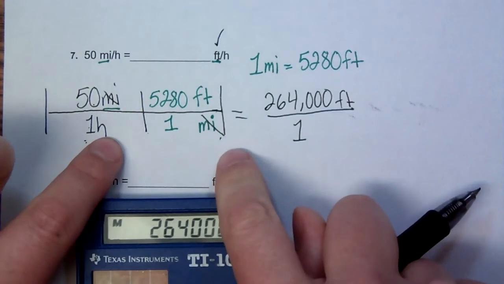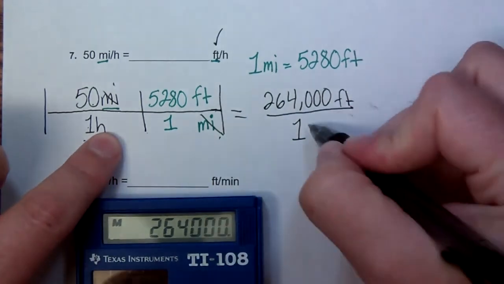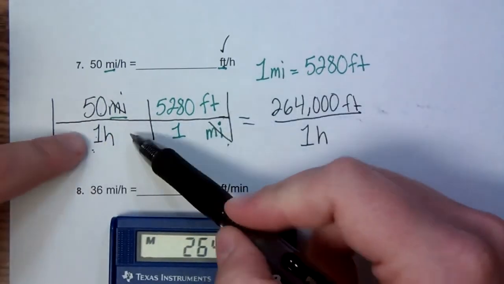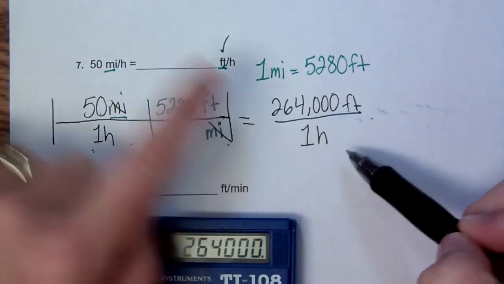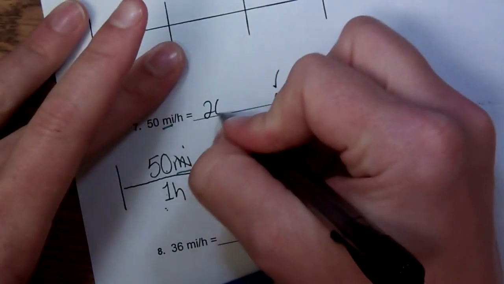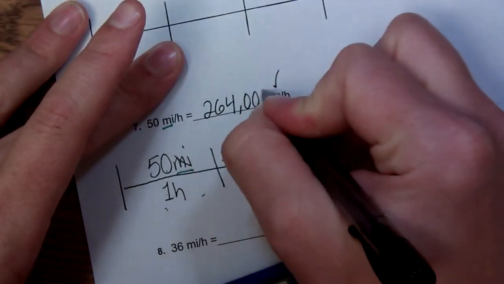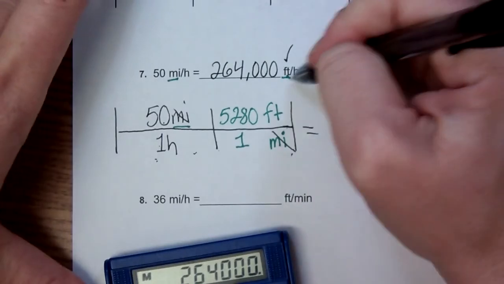And I'm left with hours, because my miles are marked off. So now I have changed 50 miles per hour into feet, and it is 264,000 feet per hour. And that is the number I write up here. You always, always, always have to have your units.